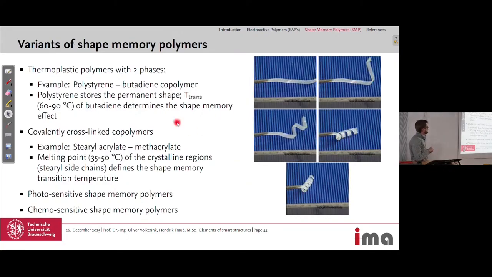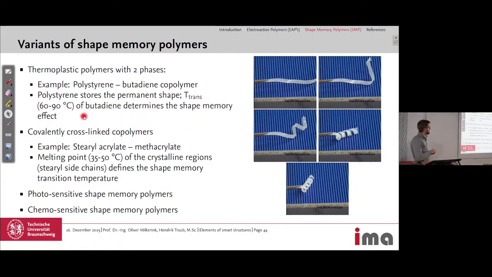And examples of shape memory polymers are thermoplastic polymers with two phases. For example, polystyrene butadiene copolymer. The polystyrene stores the permanent shape. It has a transition temperature of 60 to 90 degrees, and the other component, the butadiene, determines the shape memory effect. And we have the transition temperature between 60 and 90 degrees, so we have to heat it up above 90 degrees, and then it goes back to its original shape.